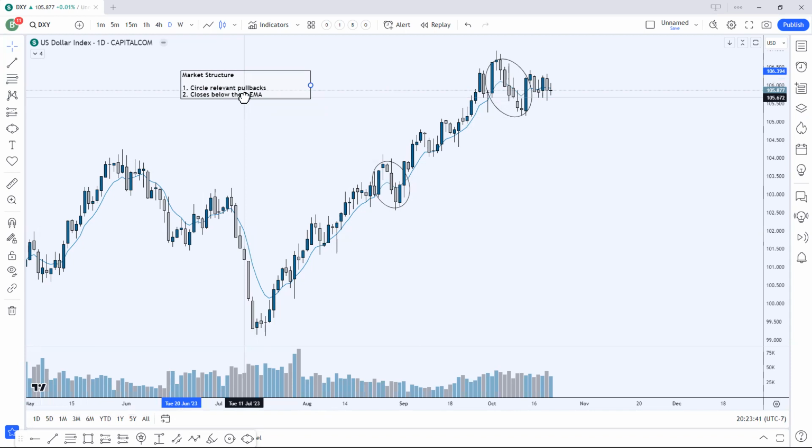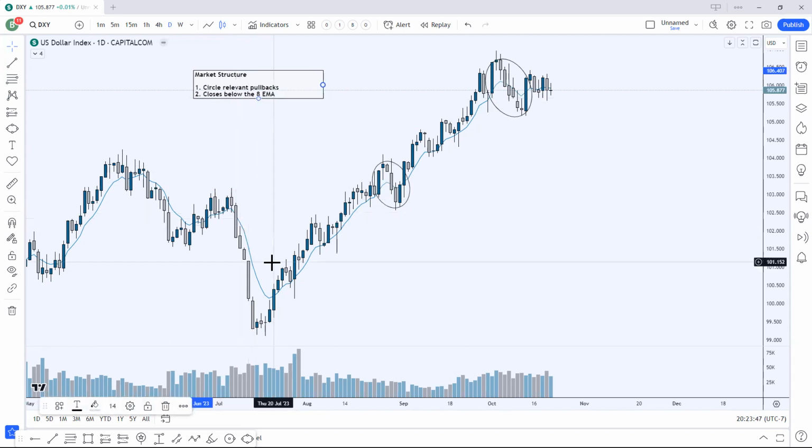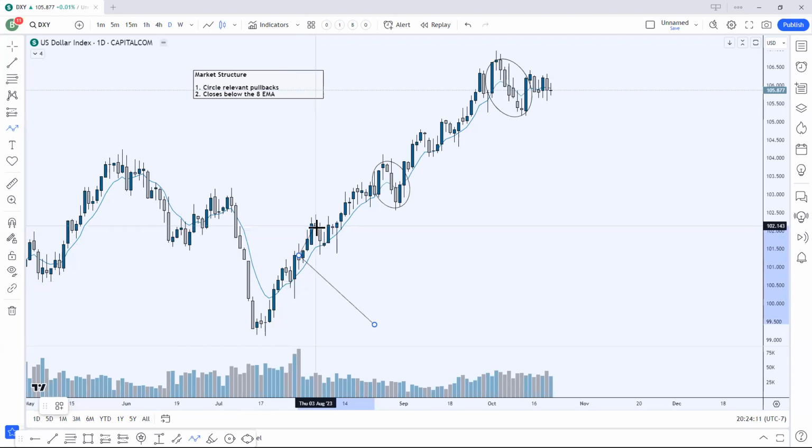Now I'm going to validate any one of these pullbacks according to this EMA. With this EMA, if there are any other pullbacks that are closing below it, then I'm going to want to circle those as well. If we start from the bottom here, you see how this right here did not close below the EMA. It came down and touched it, actually traded through it, but we didn't manage to close. That's important, so that already invalidates this as a daily pullback. So we keep moving.